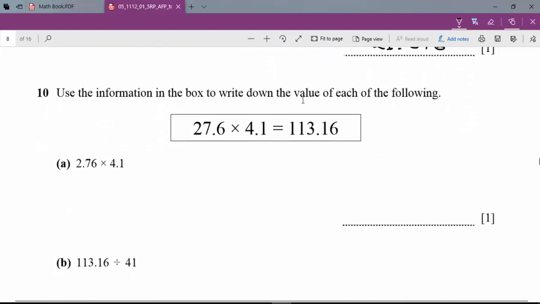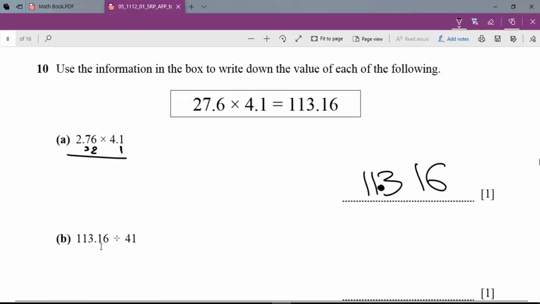Use the information in the box to write down the value of each of the following. 27.6 times 4.1 is equal to 113.16. Now what happened here? Here, if we multiply these numbers, we will get something that looks like this, but here, look, we have 2 decimal places. Here we have 3 decimal places. So you're going to copy the same answer, but with 3 decimal places. Why? Because here we have 3 decimal places. 1, 2, 3 decimal places. So we need to have 3 decimal places here.